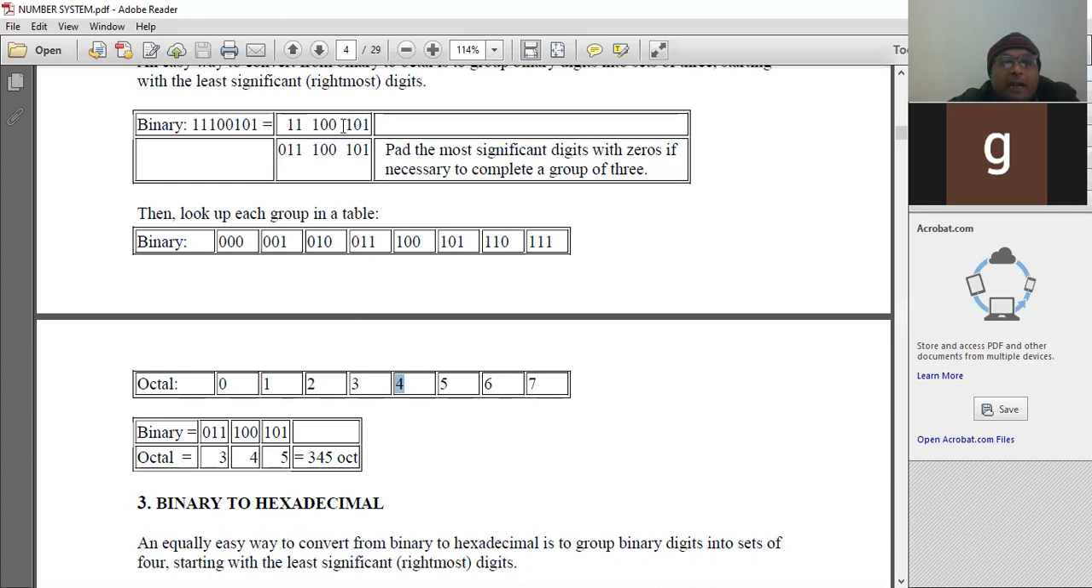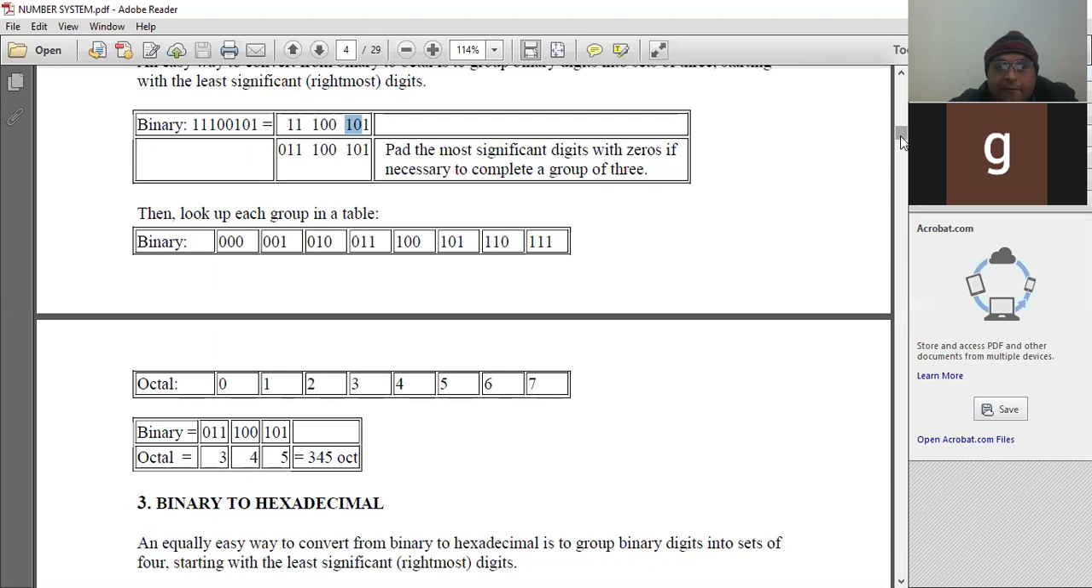Now the next group was 101, which will be represented by 5. So I have written here 5. So our octal number is 345. I have converted this binary number into an octal number. This is 345. Okay?